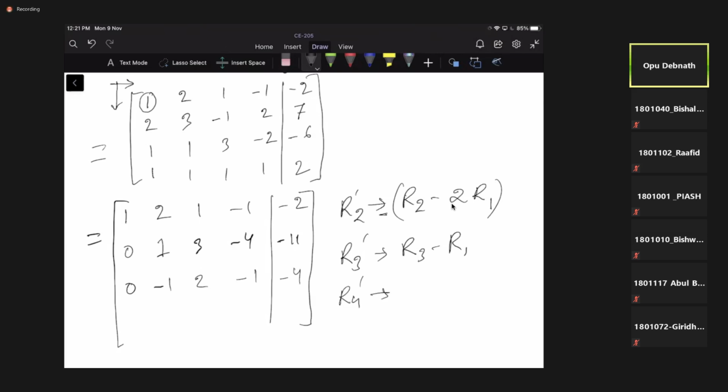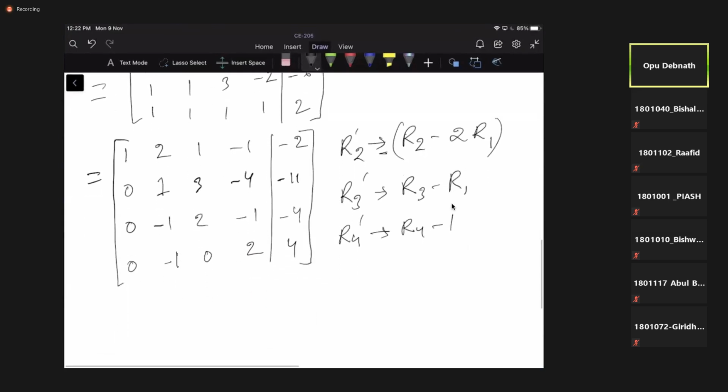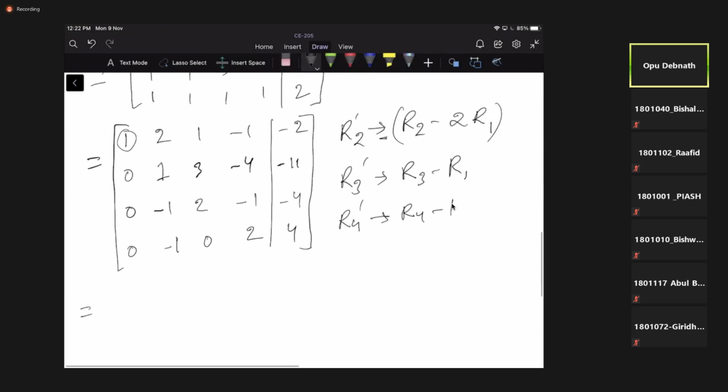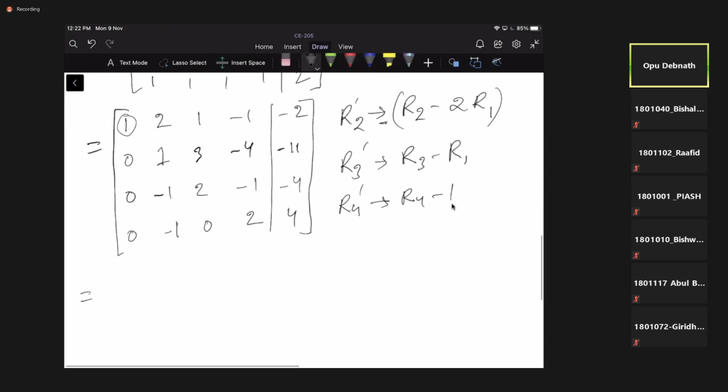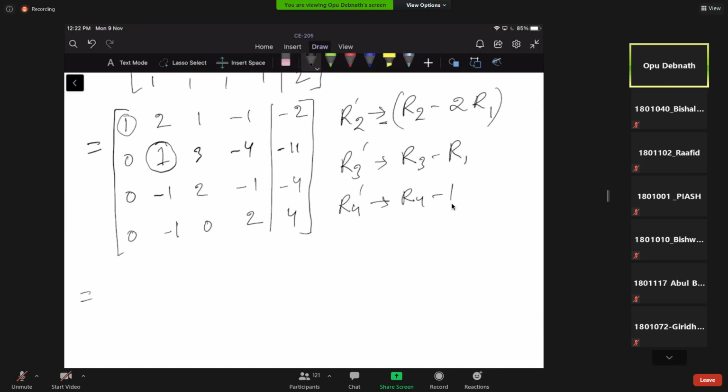Similarly R4, this will be 1, so I need to make it 0, simply R4 minus R1, 1 minus 1, this is 0, minus 1, 0, 2, 4. So this is the second step. So column 1 is complete, only 1 element remains and the rest are 0. So we come to the next step, that means column 2. In column 2 this is already a pivot element or a target element. This is already 1.